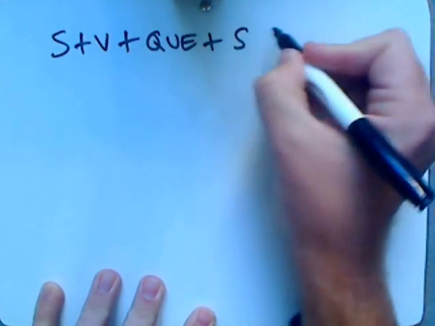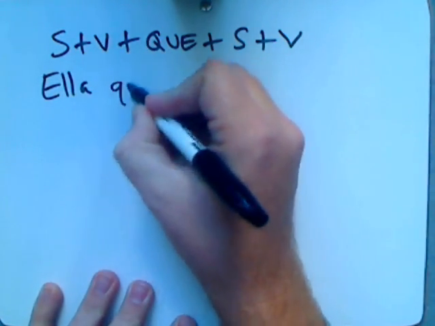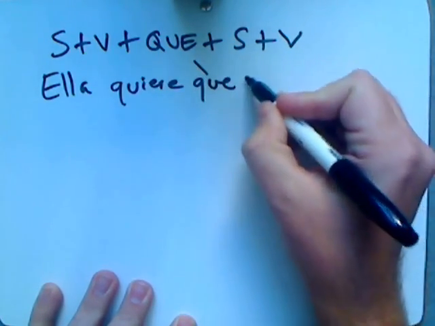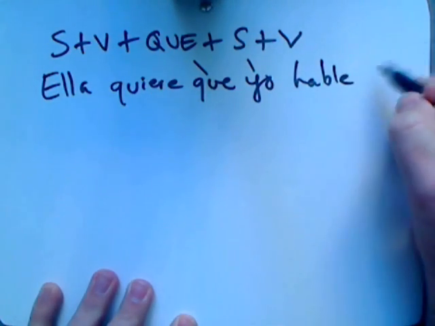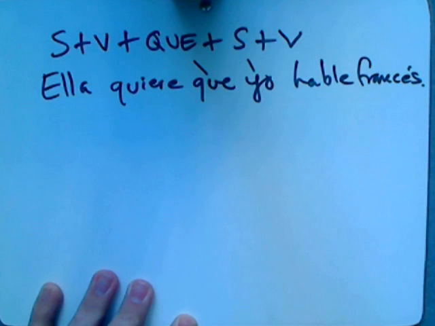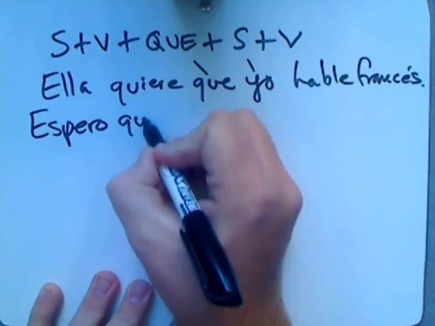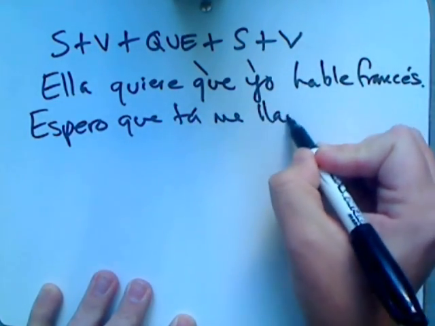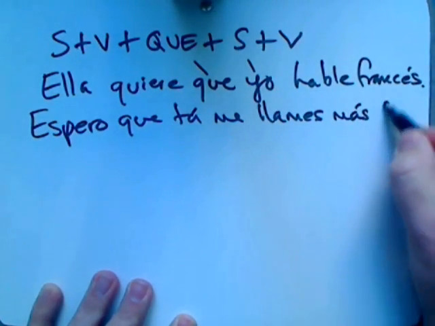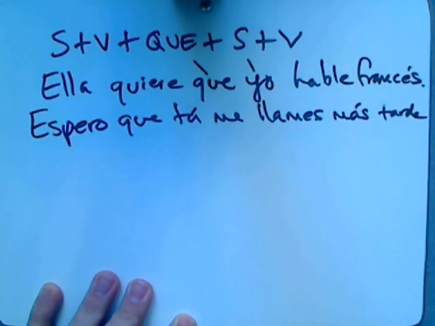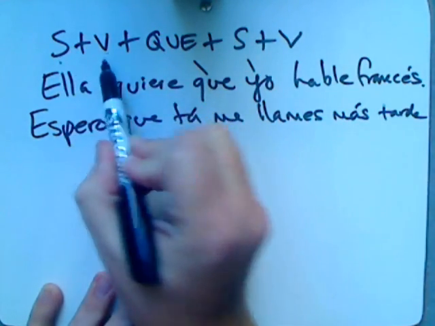Okay, let's take a look. Here's one example. She wants me to speak French, the example that we've already looked at. Ella quiere que yo hable francés. So we can see that structure, that formula being played out here. Another one. Yo espero que tú me llames, and excuse my handwriting, más tarde. Espero que tú me llames más tarde.